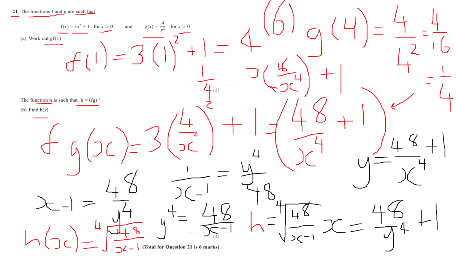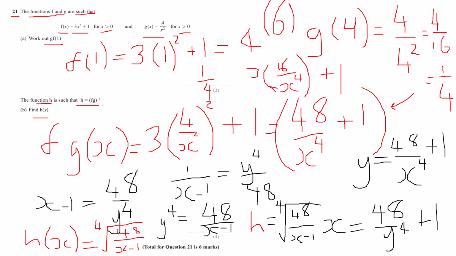The mark scheme here: 1 mark is given for working out f of 1. The second mark is given for the correct answer of g of 4, which is a quarter. The second part, which is a bit trickier, the marks will be distributed based on working out fg of x first, and then the second, third and fourth marks should be given for rearranging, so letting x equal a function of y, x equals f of y, and then rearranging to make y the subject of a new formula.